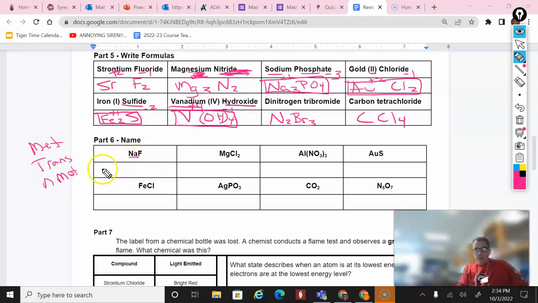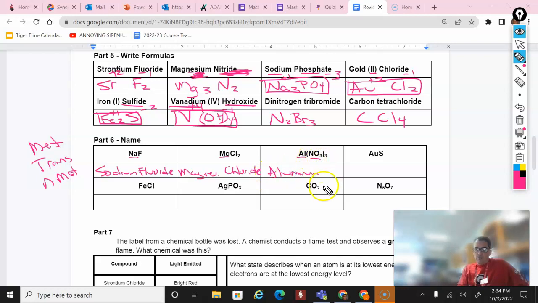So Na, in this case, regular metal. Sodium fluoride. Mg, regular metal. Magnesium chloride. Okay. Aluminum, regular metal.